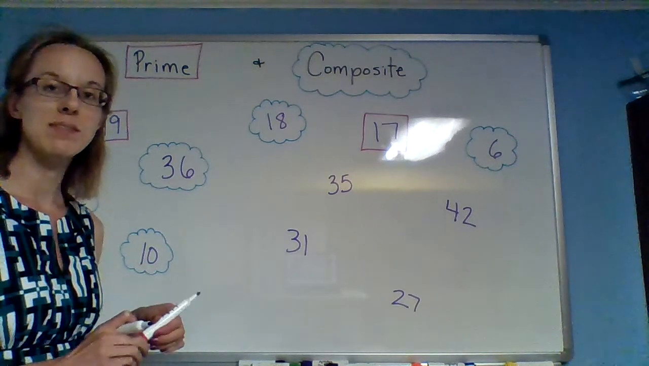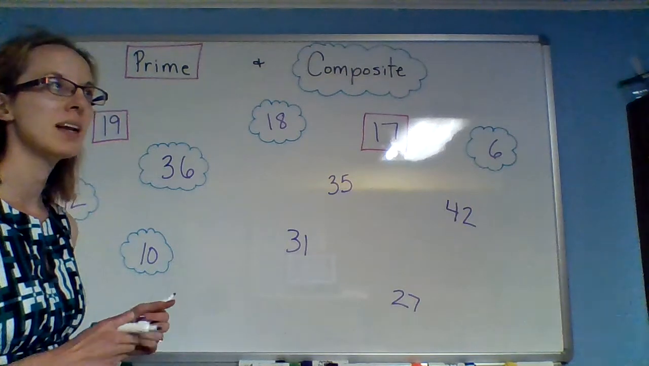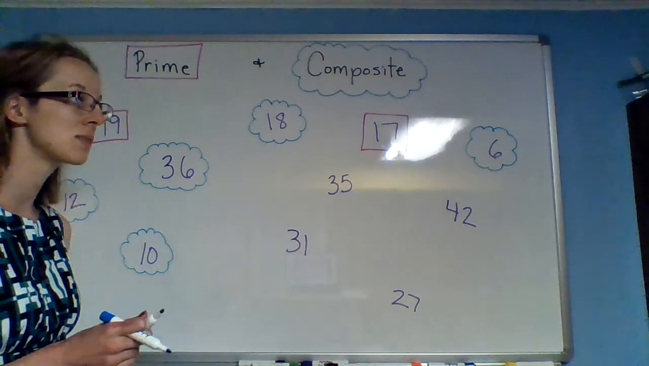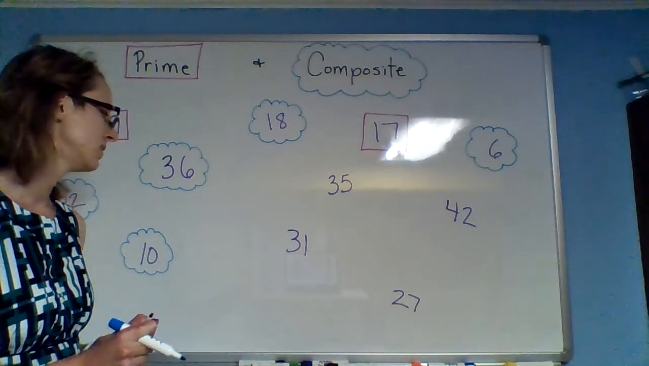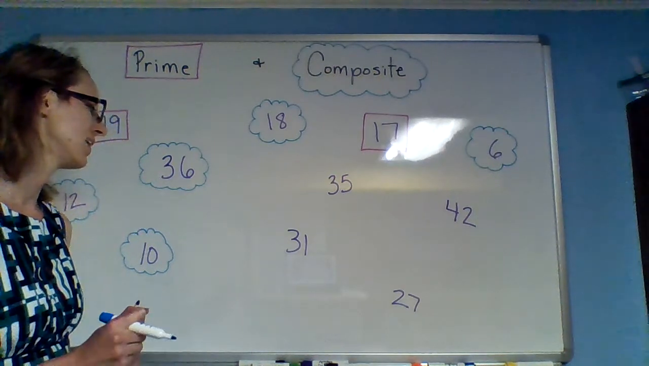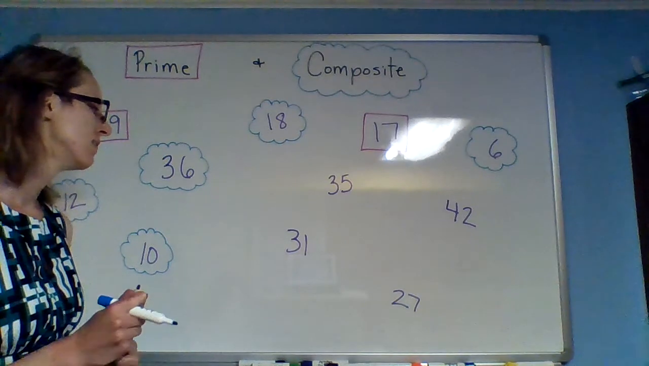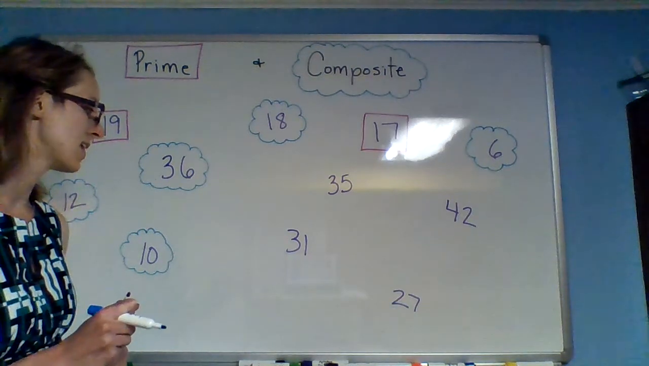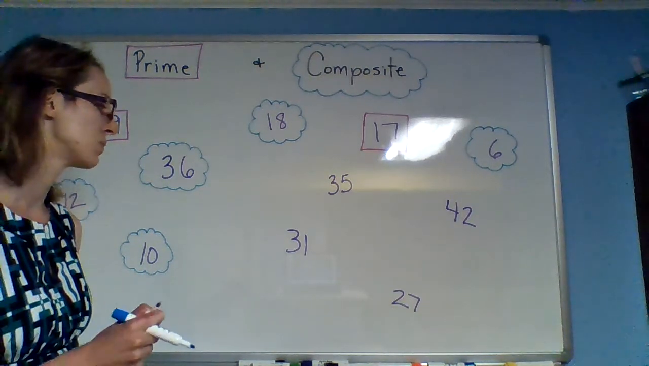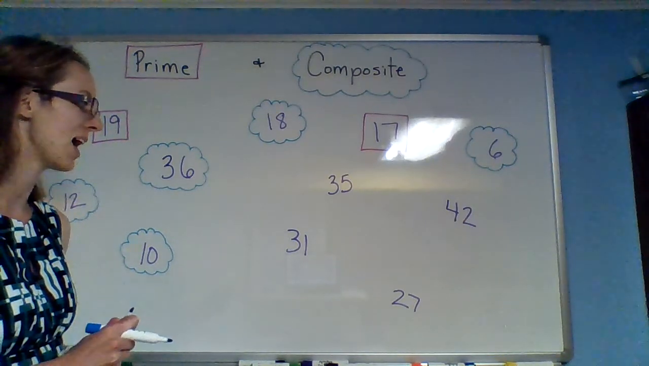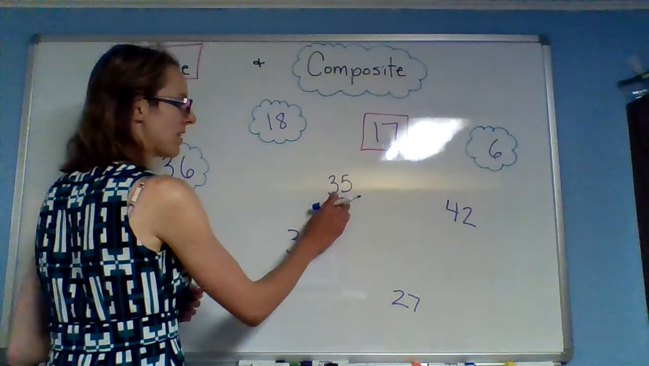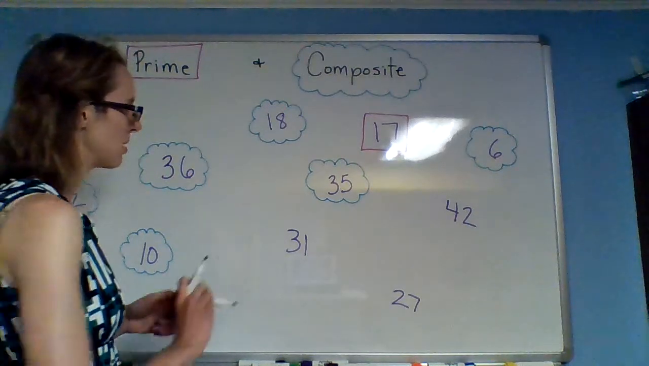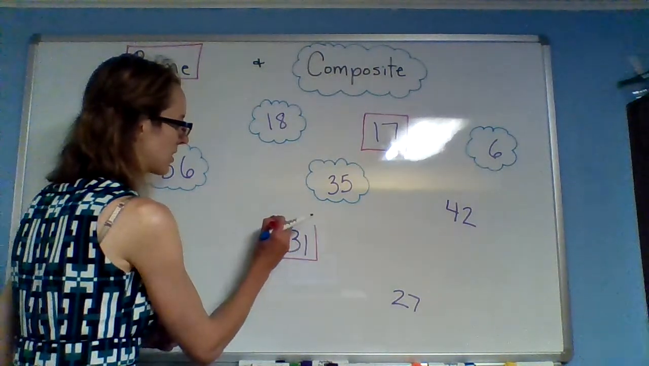31 is an odd number, so I have to check it a little bit more closely. 31, I can think of 3 times 10 gets me to 30. 3 times 11 gets me to 33. I'm running out of answers quick. 5 times 6 gets me to 30. 7 times 4 gets me to 28. 7 times 5 gets me to 35. That means that 35 is a composite number. But 31, I'm striking out on. I'm thinking that it's prime.